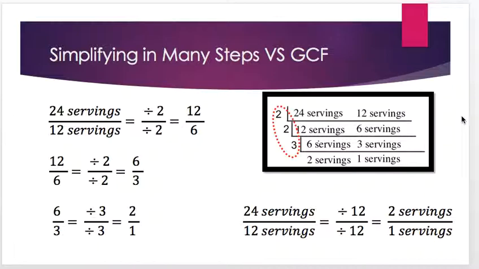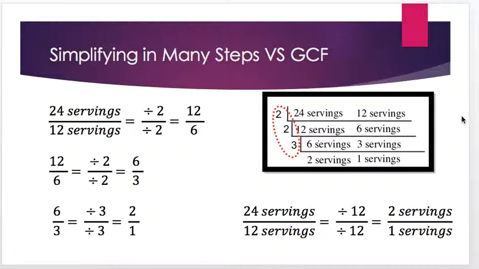I'm going to find the product of 2 times 2, which is 4, 4 times 3, which is 12, and now I know that if I use the number 12, which is the greatest common factor of 24 and 12, I'm going to find the simplest form of my fraction in one step. So 24 servings over 12 servings, divide both numbers by 12, gives me 2 servings over 1 serving. So instead of simplifying 3 times, I simplified once. However, I did have to take some time to find the GCF. So the strategy that you prefer is really what you can use.